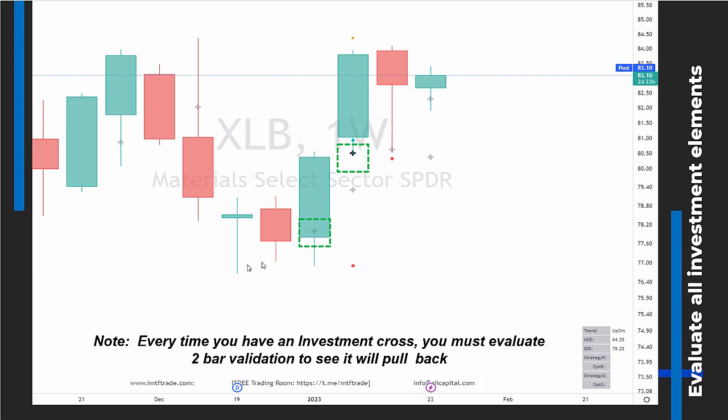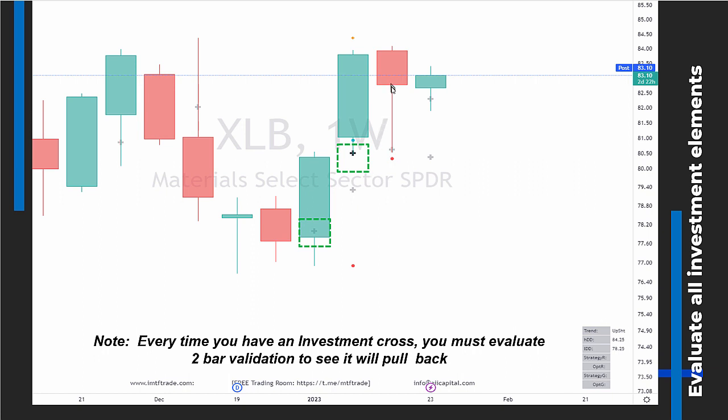Here's another example. You have an investment cross. You had one here, it passed the 2-bar validation, that's fine. But then you had another one here, you had a timing element here, and you had another investment cross. Notice one thing, you were profitable in this trade because it did come back to this level right there. The 2nd bar failed the 2-bar validation. Notice it came to this level here, but it never came back to that level at all.